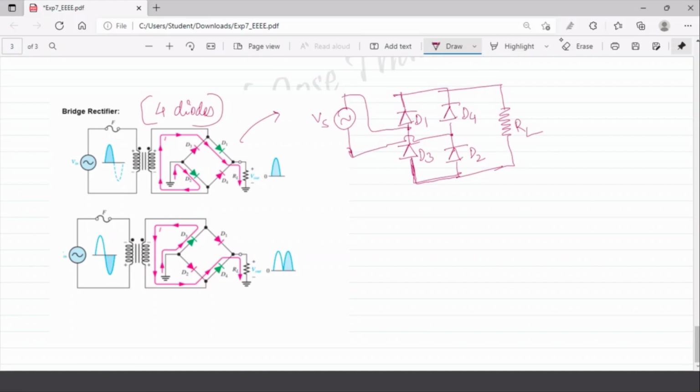Okay, so how is the working? In the positive half, what happens? In the positive half, we know that this is the supply voltage polarity, plus and minus. So this plus is connected to this point, at the anode of D1 and the cathode of D3. They are both the same points, right? So what will happen? D1 will be forward biased. That means this will be turned on, whereas this will be open here.